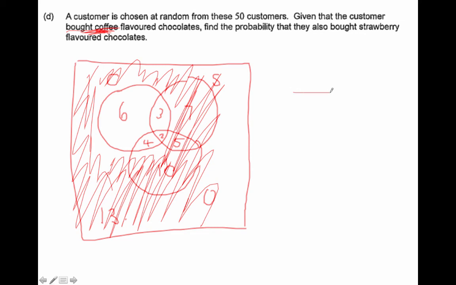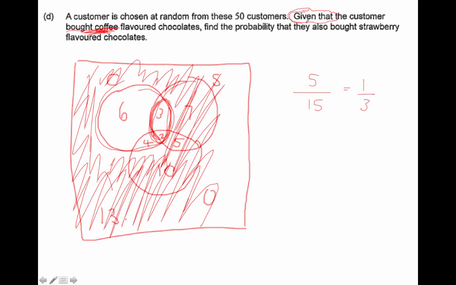So instead of it being out of 50, how many is it now going to be out of? Well, only 15 people bought coffee. So given that, this is telling you that you need to only look at a certain area. You can only isolate a certain part of your diagram. Given that they bought coffee, find the probability that they also bought strawberry. So out of these people that bought coffee, which ones also bought strawberry? Well, strawberry was this circle. So these two groups of people bought strawberry and coffee. So it's going to be 3 plus the 2 in the middle. So 5 out of 15, or 1 out of 3.